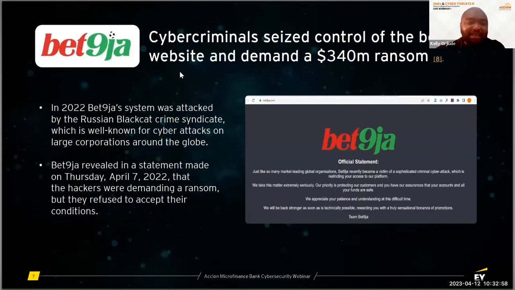In the news last year, I'm sure we're all aware of this, okay? BetNaija, which is arguably the biggest betting company in Nigeria, was attacked. And the news was that it was a ransomware attack, okay? And they were attacked by a Russian syndicate. That's just to tell you that Nigerian companies are attacked. And they had to issue a statement. And this is just one of the numerous companies that are attacked on a yearly basis in Nigeria.